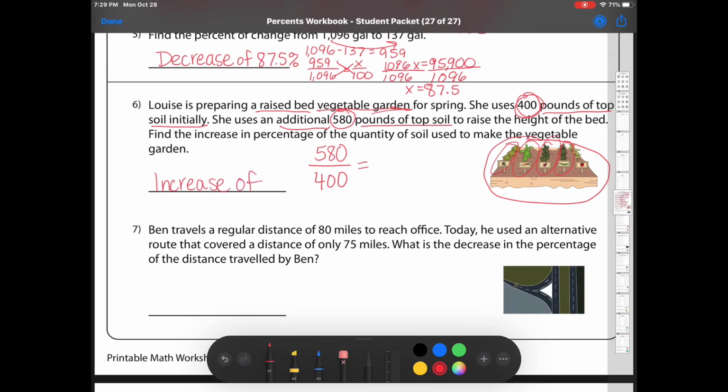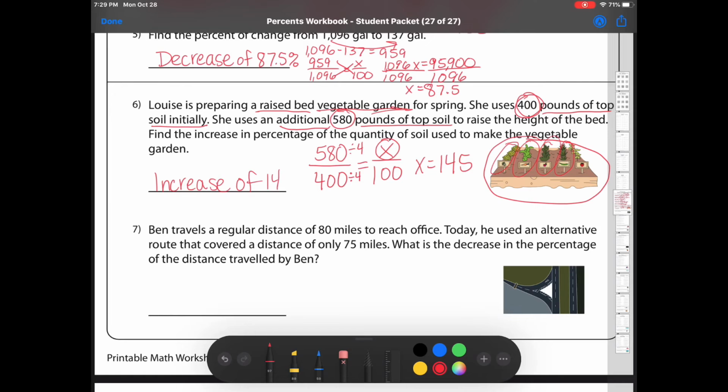But how much? So what we're going to do is compare this to some amount out of 100, because that's what we do to find a percentage, is we have to find how much it would be if it was just 100. And in this case, 400 to 100, it's a pretty easy common divisor of 4. So that means I can also divide the top number by 4 to find my answer. And so on my calculator, I'm going to do 580 divided by 4. And that means that it was 145.